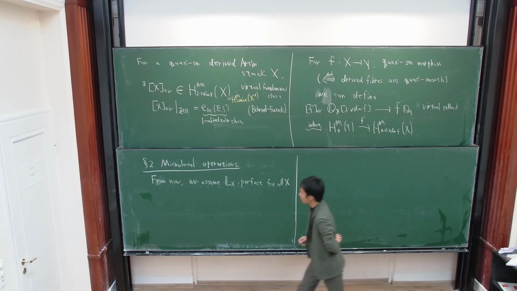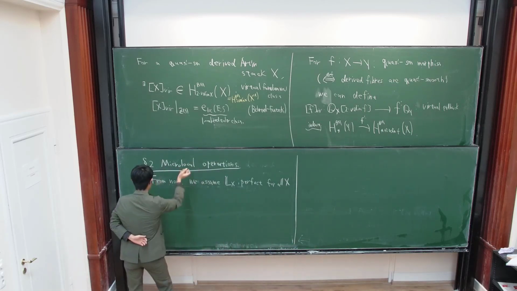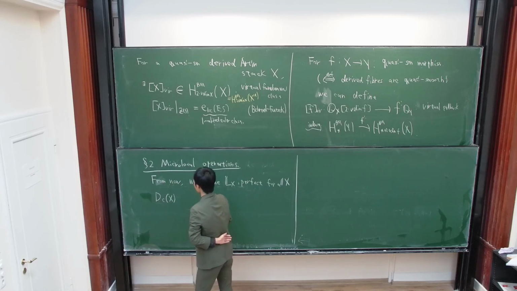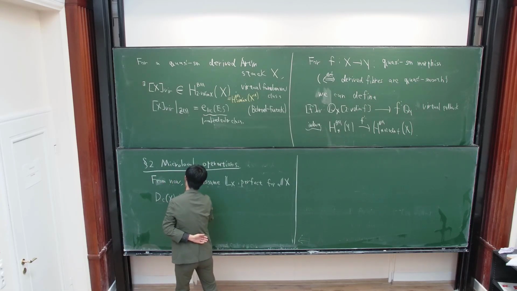Okay. Let D_c(X) denote the constructible derived category with Q coefficients.